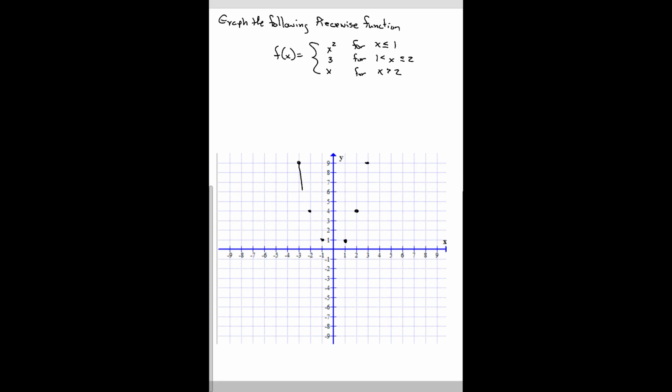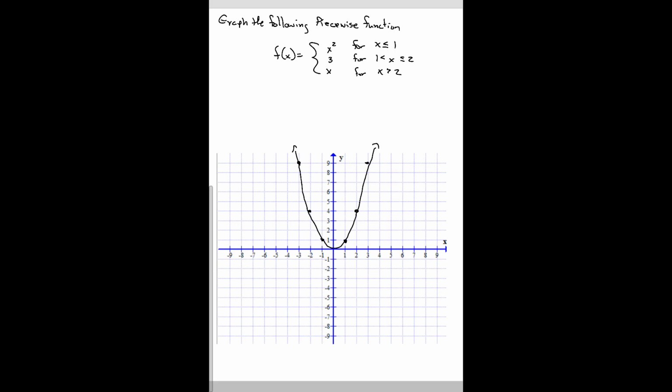Okay, so this right here is a rough sketch of the graph f of x equals x squared. That's the first part of our piecewise function. Now, the difference between a piecewise function and a regular function is that we have to take into account the inequality part. So f of x is equal to x squared whenever x is less than or equal to 1.